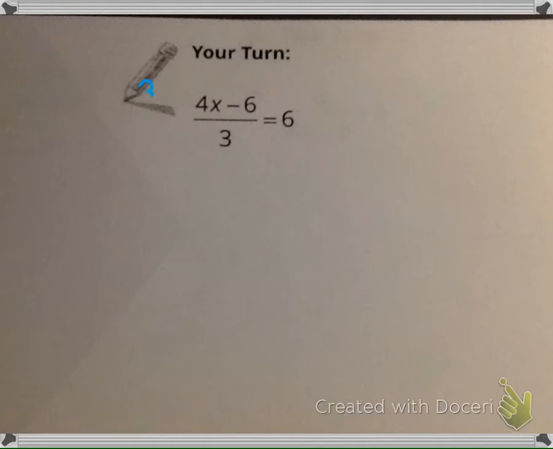Okay, so I multiply by 3 here. All of this is being multiplied by 3, and I multiply 6 by 3. I'll do the right-hand side first because it's so easy. 6 times 3 is 18. Over here, when I multiply the quantity 4x minus 6 over 3 times 3, these 3's cancel. And so all I have left is 4x minus 6.